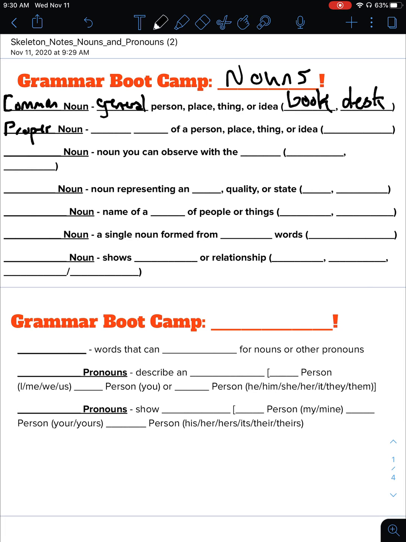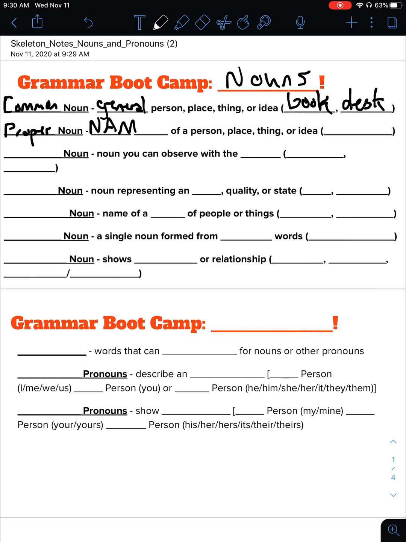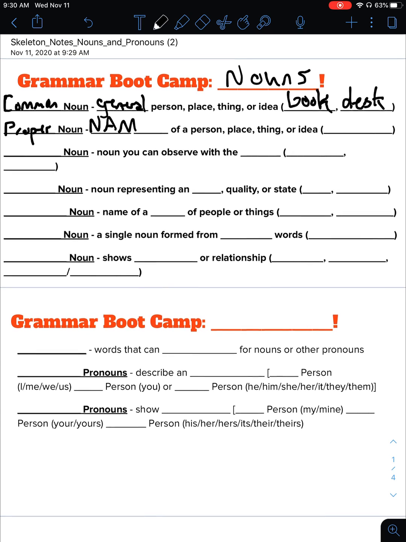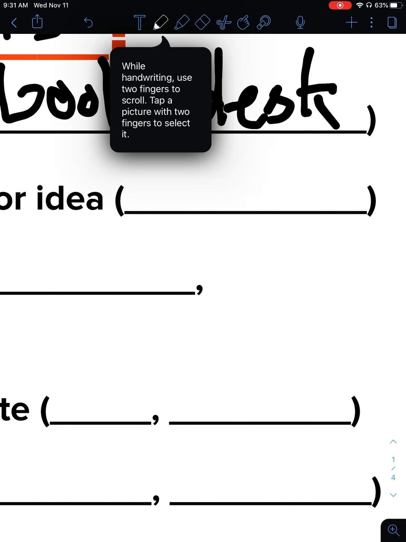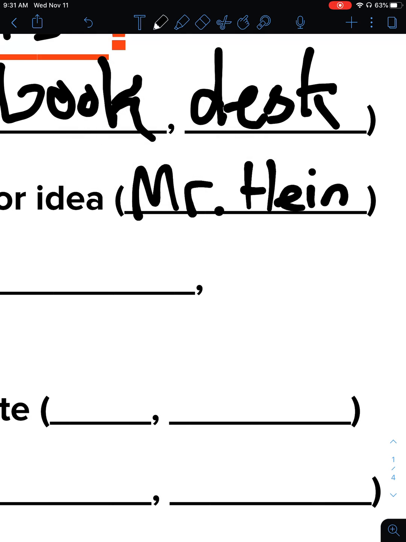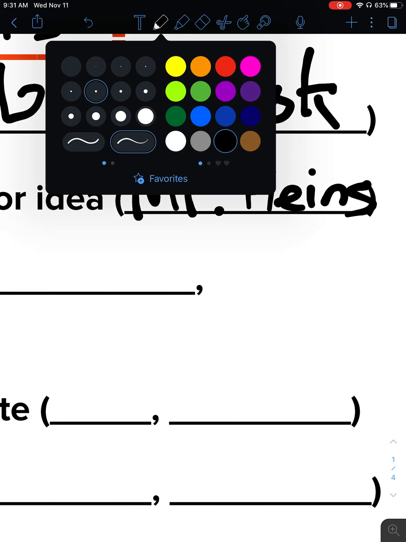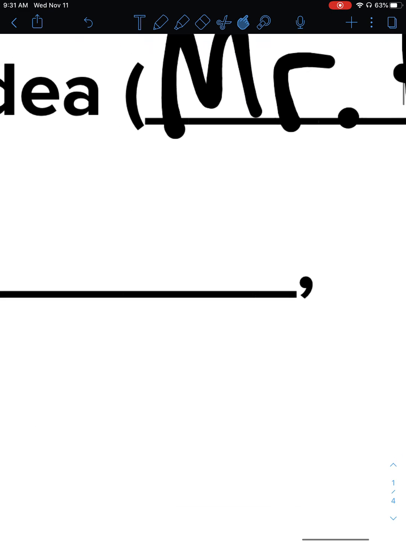A proper noun is a specific name. You can write specific in that first line. I'm only just going to write name and capitalize it because, as I pointed out, it is a specific name. So, specific name of a person, place, thing, or idea, like Mr. Heins. Come on, give me that S. There we go. That's a proper noun, okay?